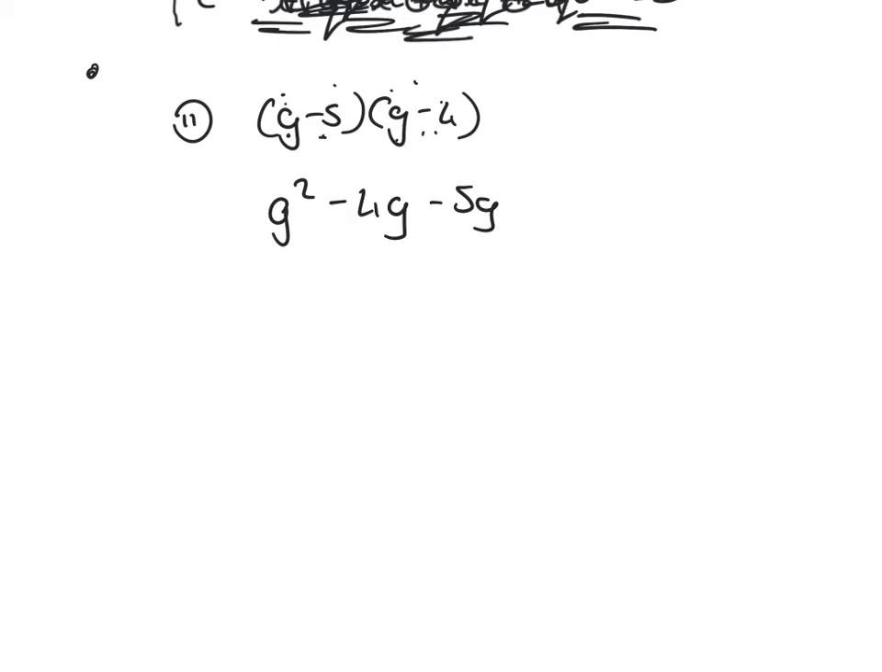Well, minus 5 times minus 4, remember if we multiply together two negatives, that gives us a plus, so that's plus 20. Just be careful with that. Minus 5 times minus 4 is plus 20.